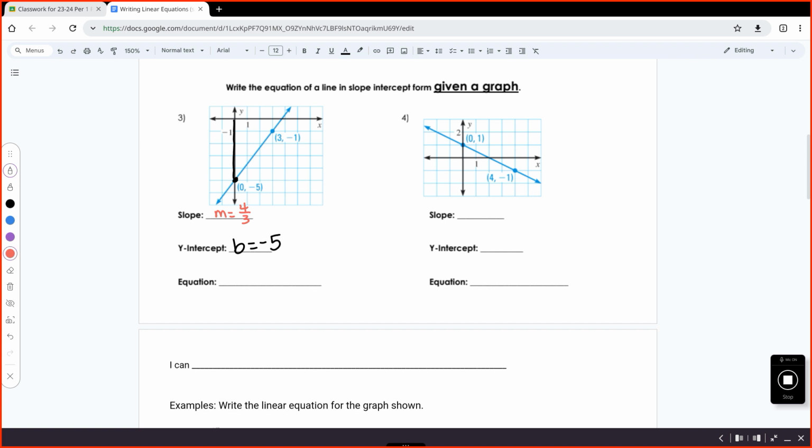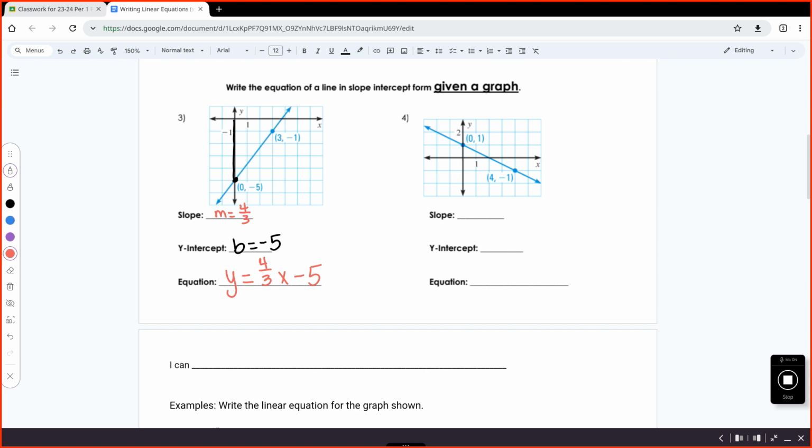So when we go to write our equation, y equals mx plus b, we replace m with 4/3, and we replace b. This is not a positive b. In this case, we have a negative b with -5.